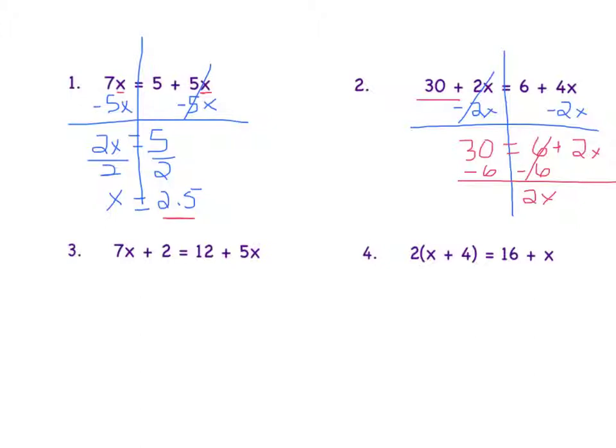And we're going to simplify the other side. 30 minus 6 is 24. Now x is being multiplied by 2, so we have to divide by 2. So x is 12. And again, we could plug that back in for x to see if it makes a true statement.